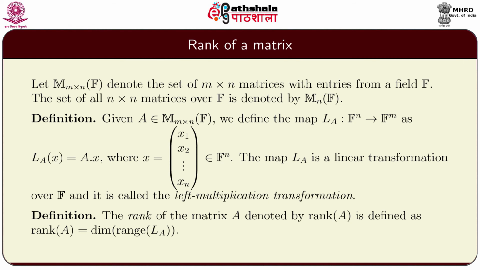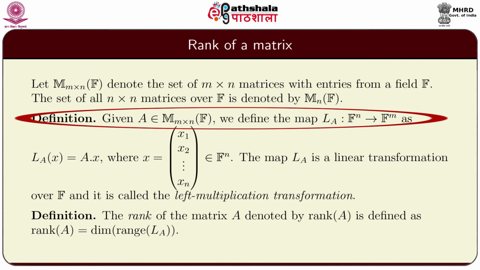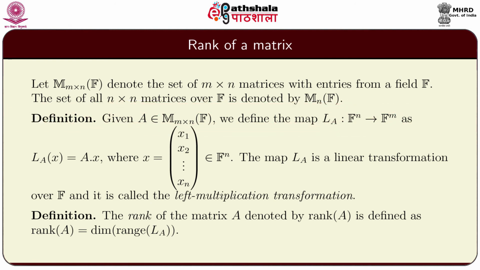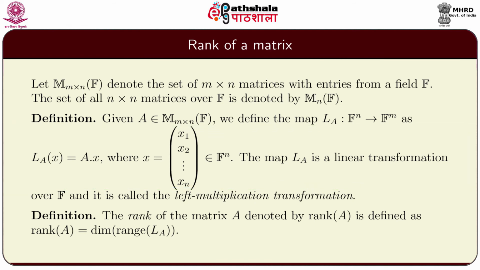A definition: let A be an m cross n matrix over F. We define a map denoted by L_A, and the map is from F^n to F^m. The map is defined as L_A of x is equal to A dot x, where x is this vector x1, x2, ..., xn in F^n.